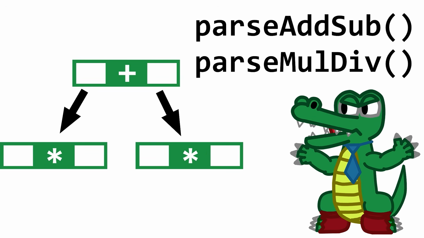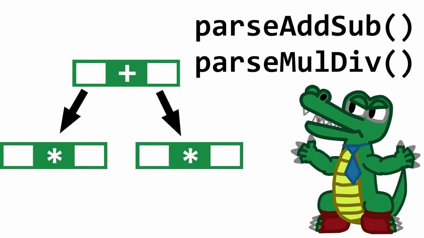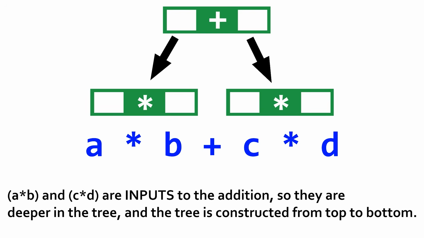Wait. Why are we parsing backwards? We want to run multiplication first, but we're parsing addition first? Yeah, because we want multiplication to be deeper in the tree than addition. So addition will add together the two results of the multiplication.